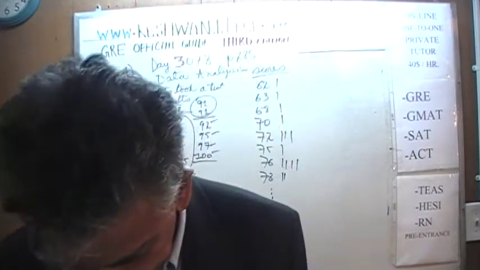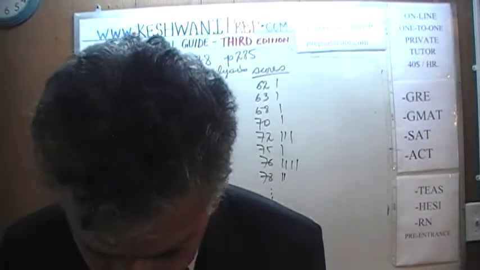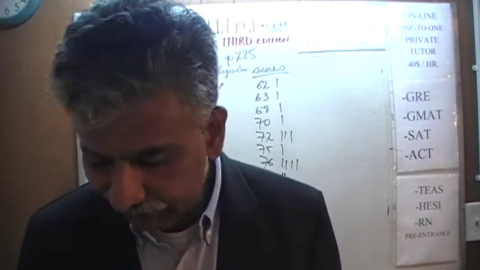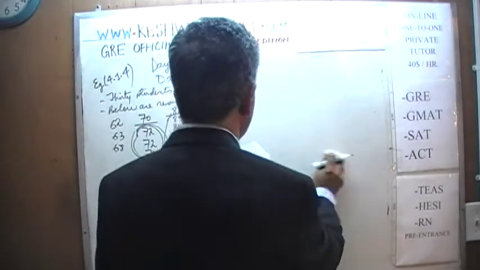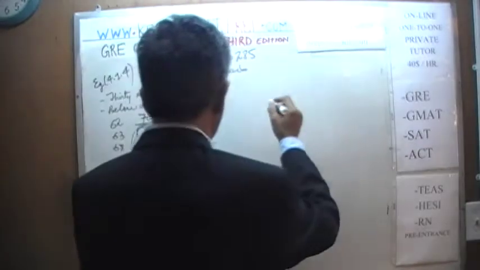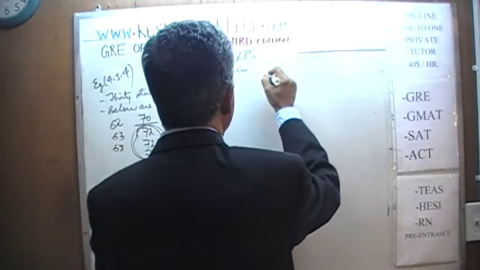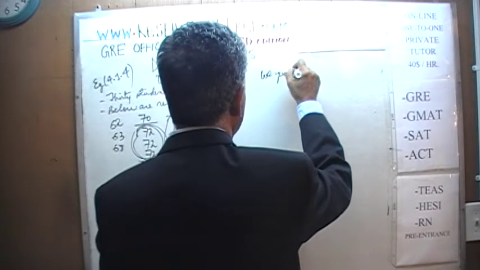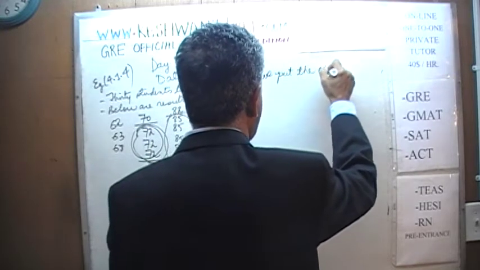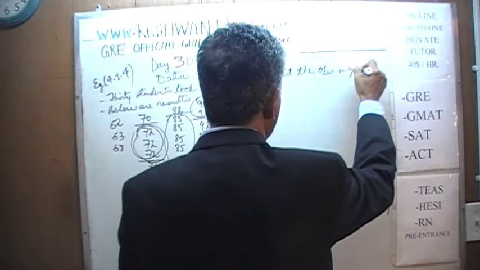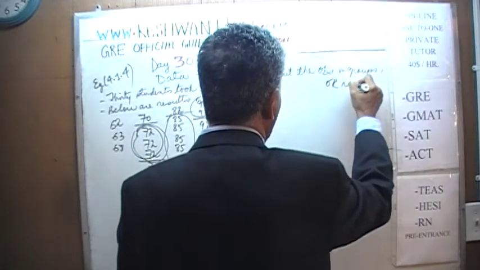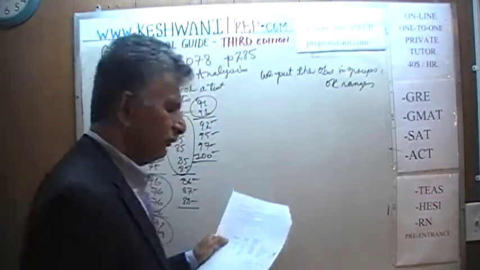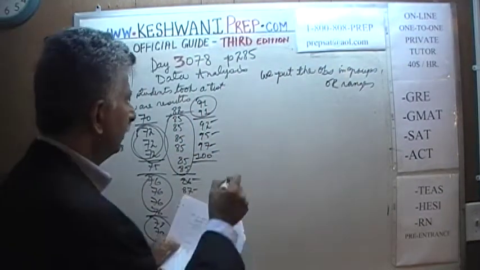Here's what we do. Obviously, we cannot present every distinct possible result. So what do we do? We put the observations in groups, or if you like, different ranges. And that's what we're going to do here.